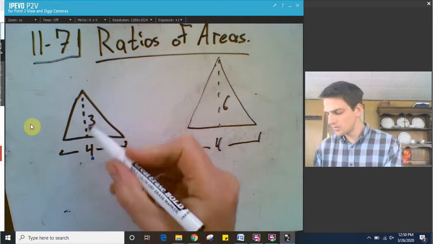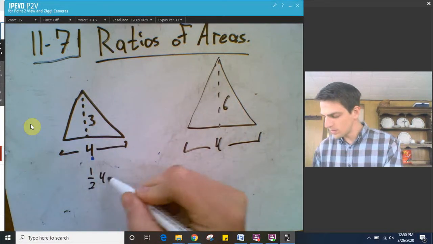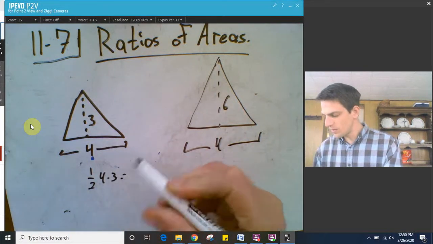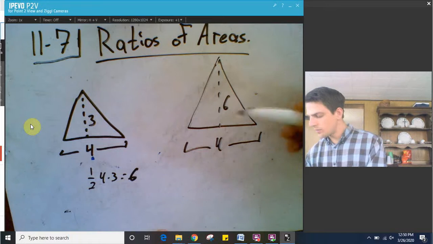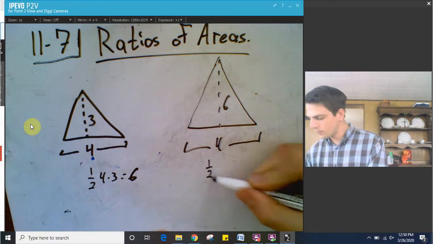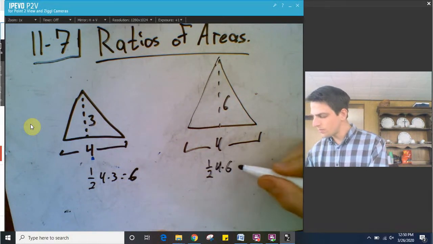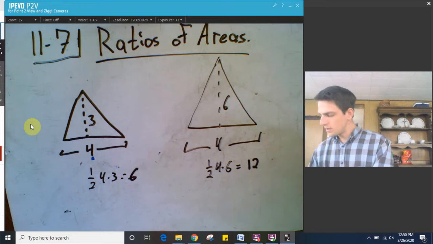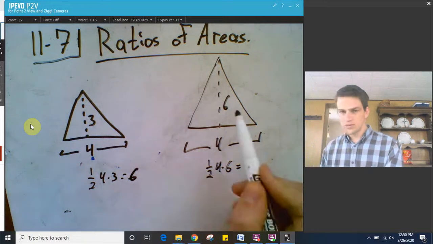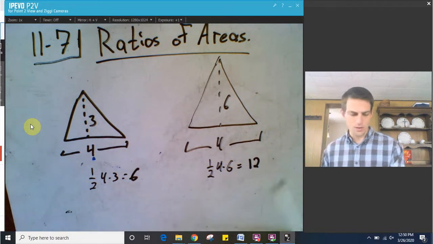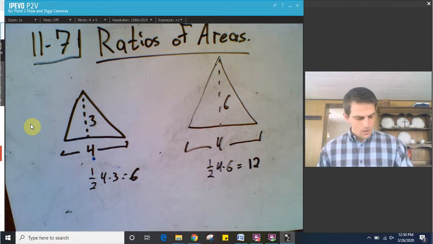So this becomes 1/2 base times height, 4 times 3, which is 1/2 of 12, which is 6. Then here, once again, we have 1/2 of 4 times 6, which becomes 1/2 of 24, which is equal to 12. And notice, once again, we doubled one of these values, and we ended up doubling the entire area.